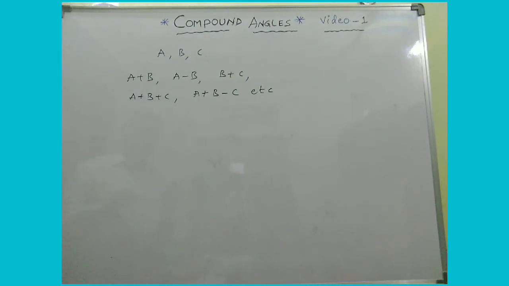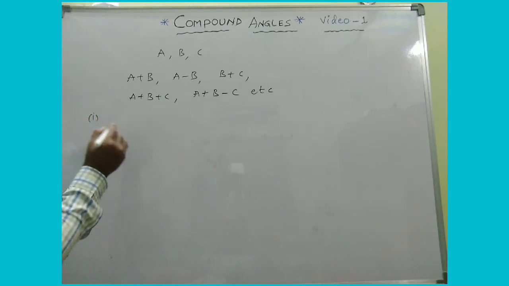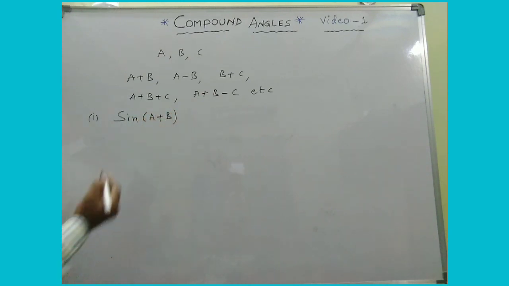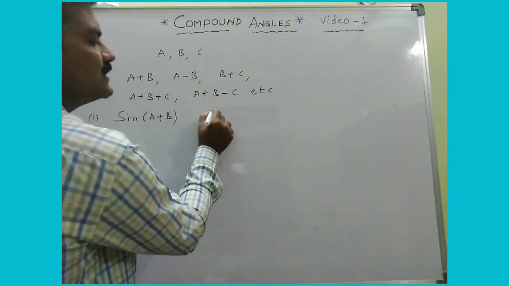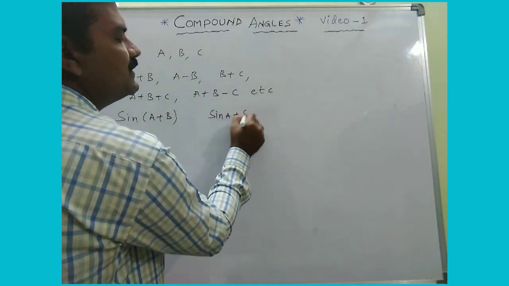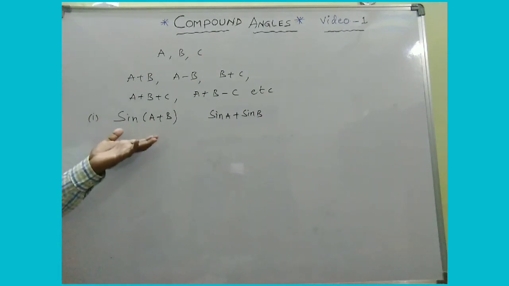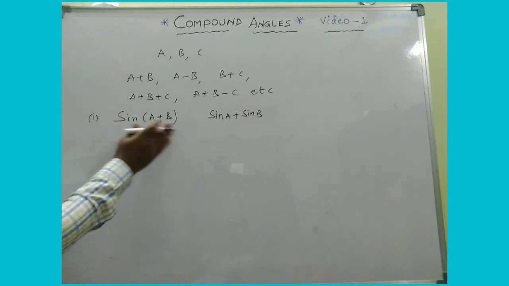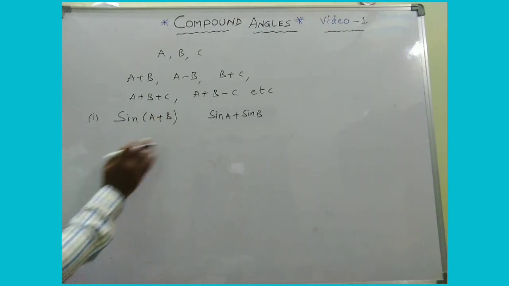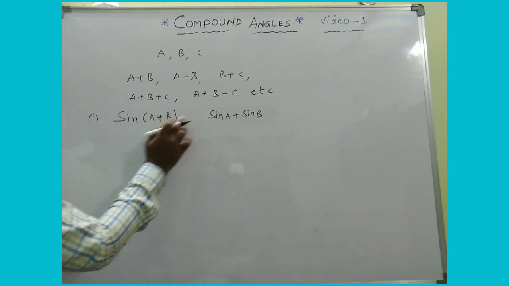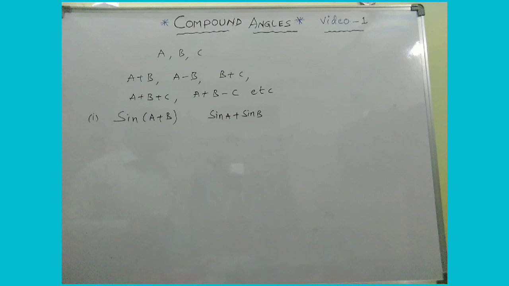Okay. Now let us see one important result. Is sine of A plus B equal to sine A plus sine B or not? Now we are going to learn about a very important result, which is about sine of A plus B. Some of the students think sine of A plus B is just like an ordinary multiplication. They may do it like this: sine into A, sine A, plus sine into B, sine B. Which is absolutely wrong.